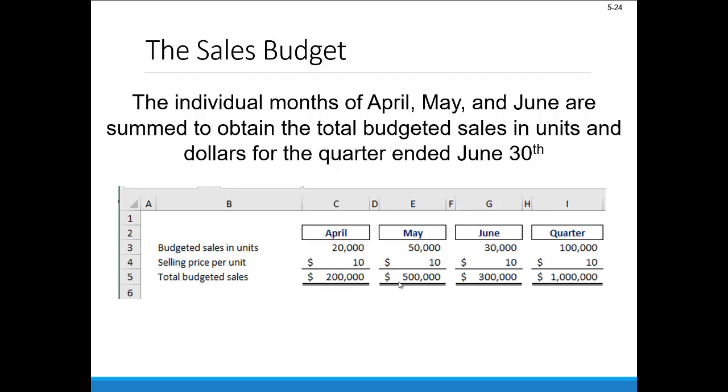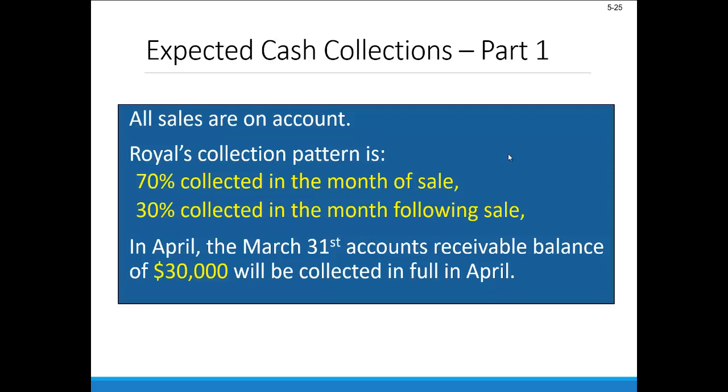One quick thing worth noting, if we projected price increases, which is happening with everything right now in the world, we could build that into the budget. Right? If we expected a price hike in May to $13 a unit, we just build that right into the budget. Okay. Let's think about the timing of cash collections.